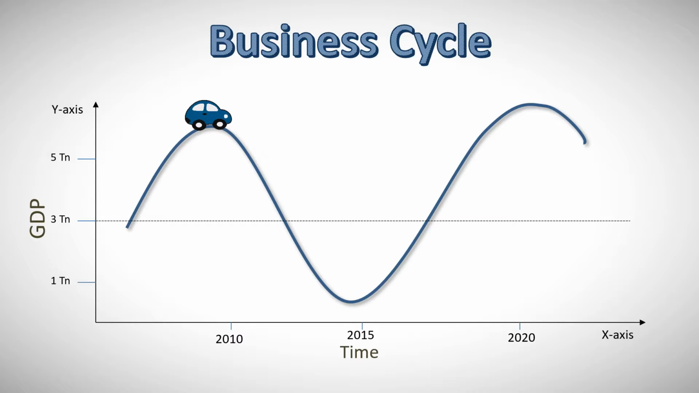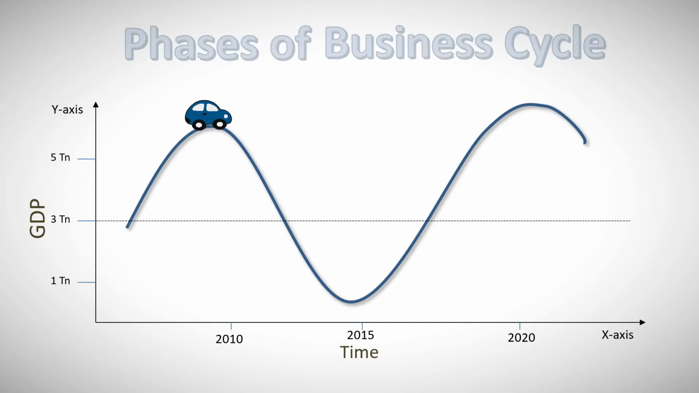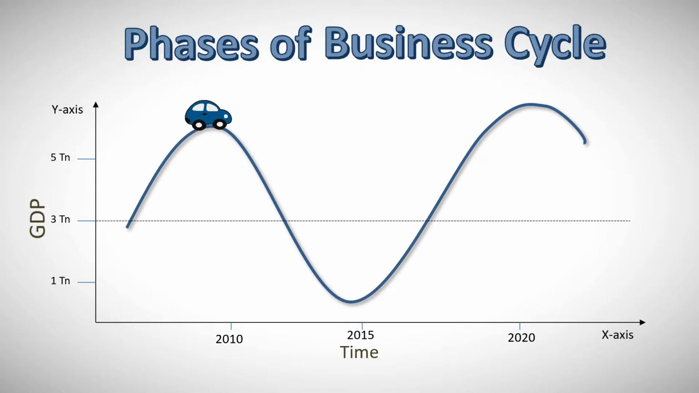These are measured in terms of increase or decrease in GDP over time, which is measured in years, because these fluctuations occur over a long period of time. These fluctuations are irregular, unpredictable, and random. Let's understand various phases of the business cycle.